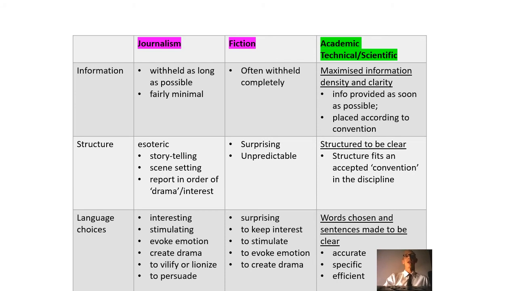Okay, so let's look at structure. In journalism, structure is kind of mysterious. It's kind of esoteric, a kind of dark art. There's storytelling and scene setting, but it's not really chronological. Nothing happens in chronological order. If you look at the previous example of the Prime Minister and the space launch idea, that's not chronological. Things don't happen in a time order.